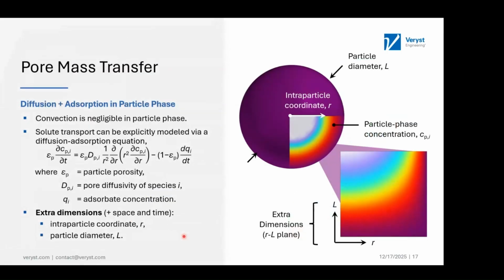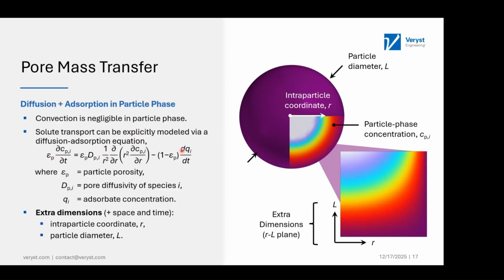And the final topic is pore mass transfer. Again, this does not depend on anything flow related. And so in lieu of correlations, we can actually use explicit modeling. So again, this has numerous applications in a variety of topics. But because convection is negligible in the particle phase, we can model concentration transport in the pore phase of the particles using partial differential equations.